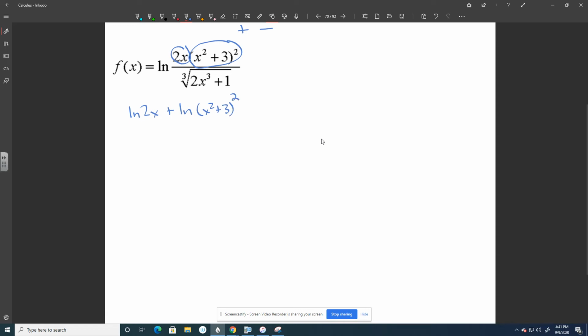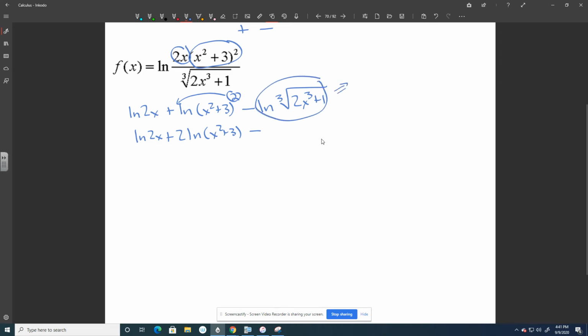I'm going to be able to move that 2 down here in a minute. And then everything on the bottom, I'm going to minus the natural log of the bottom, the natural log of 3 root 2x cubed plus 1. So let's do some rewriting here. Natural log of 2x. This 2 can come down in front. 2 natural log of x squared plus 3 minus this piece right here.